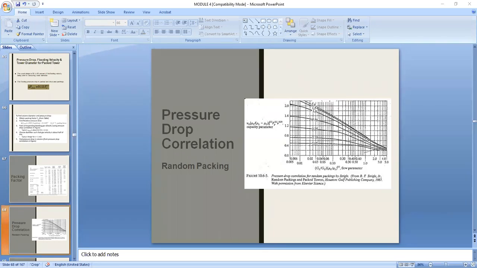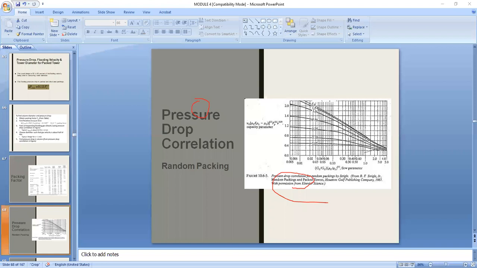So for random packing, we determine the flow parameter. I hope you can still remember. And from the pressure drop correlation, we have the values here. If the value that you got is not amongst the curves here, just approximate the curve. Then you'll be able to determine the capacity parameter. In your capacity parameter, you'll be able to get the V sub G, which is the linear velocity at flooding. You multiply it by 0.60, and that's the one that you're going to use in determining the diameter of the column. So this one is for a random packing material.